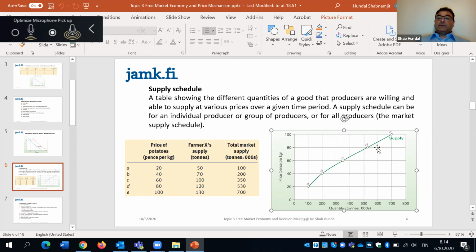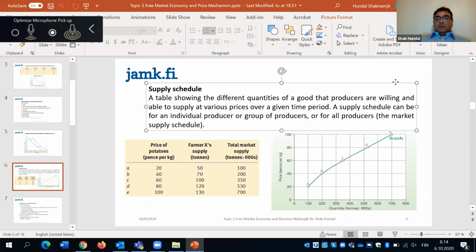The supply curve could be a straight line, depending upon the data available, or it could be a curve. If it is a curve, it will still be convex to the origin, like this, if I can draw this way, I hope.